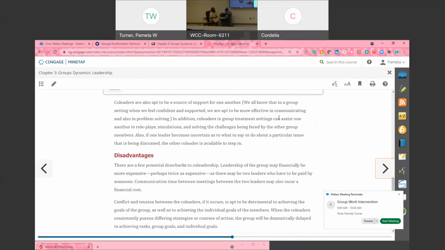The disadvantages: there are a few potential drawbacks to co-leadership. Leadership of the group may be financially more expensive, perhaps twice as expensive, right? If you're paying a group leader, now there are two of them, I have to pay both of them. That can be a financial problem. Conflict and tension, okay? It can happen to the detriment of the group, especially in the early stages, and the group members can pick up the conflict, they can pick up the uncomfortableness between the two leaders.